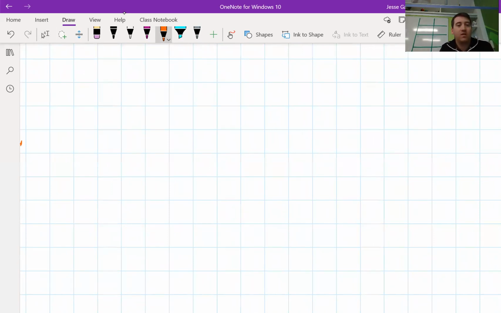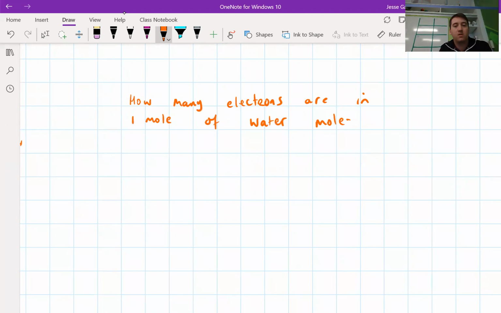What about this one? How many electrons are in 1 mole of water molecules? Okay, so how would we go about doing this? Well, this time we want to find electrons. We know we've got 1 mole of water molecules.